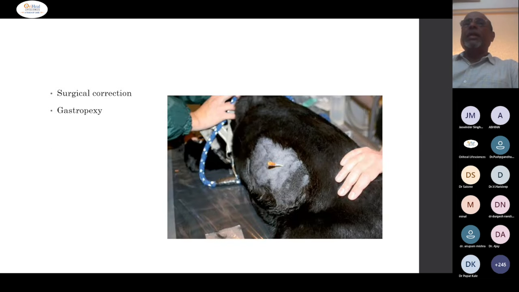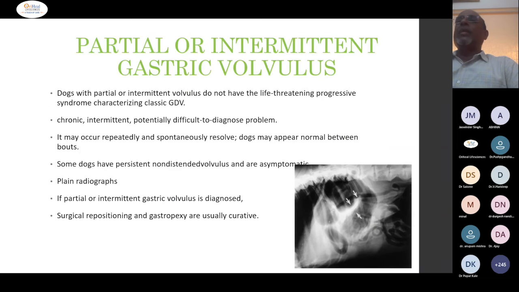So surgical correction and gastropexy is the final rewarding thing for GDV. Okay, gastric dilatation you can attempt to treat medically. Partial or intermittent gastric volvulus: dogs with partial or intermittent volvulus do not have a life-threatening problem like GDV. Okay, so it is a chronic, intermittent, potentially difficult to diagnose problem. It may occur repeatedly and spontaneously. They resolve; they come and resolve themselves. Dogs may appear normal between bouts.